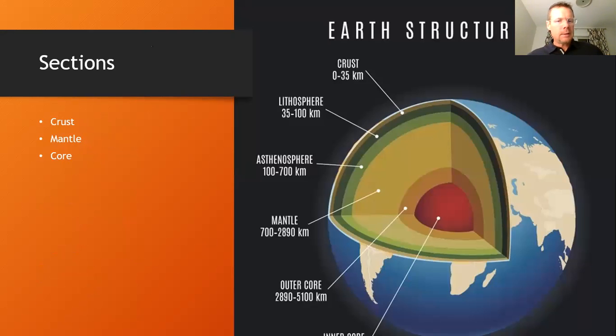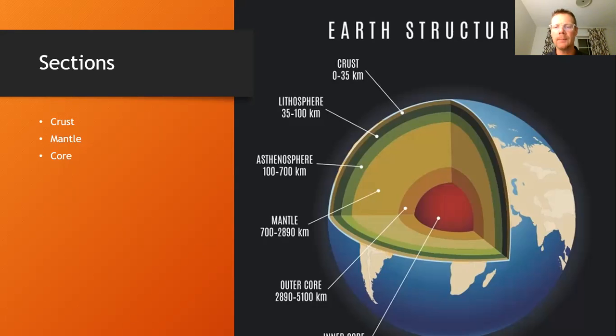So again, if you look at this diagram here, we've got the crust on the outer edge of the Earth, 0 to 35 kilometers deep. The lithosphere is the next layer down. It's a combination of the base of the crust, the start of the mantle, 35 to 100 kilometers down. The asthenosphere, 100 to 700 kilometers. And then we get directly into the mantle, 700 to 2890 kilometers.